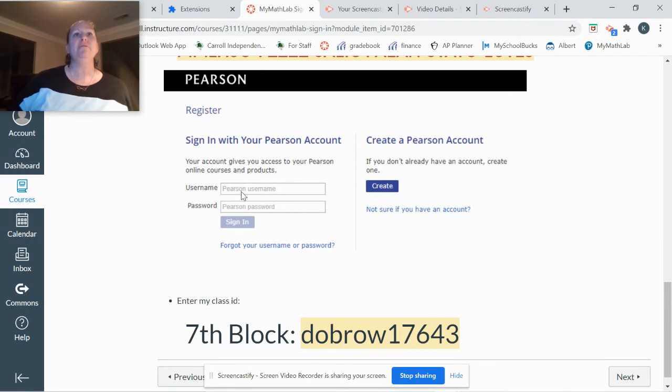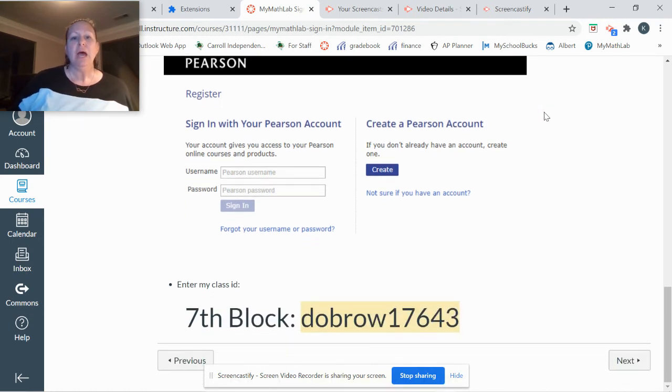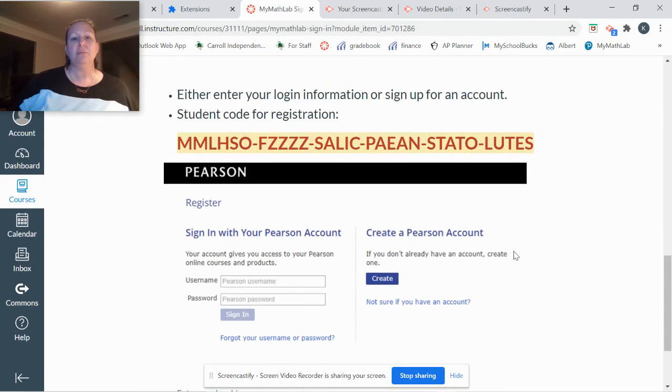If you have a Pearson account from last year, which I think most of you should, then sign in with your username and your password. If you don't, then you're going to need to create a Pearson account over here. If you need a code, here's the code for this year. If they ask for one, put that in. Once you do that, you're going to join the class, and our 7th block class is Dobrow 17643. So pause the video and go through signing up for MyMathLab.